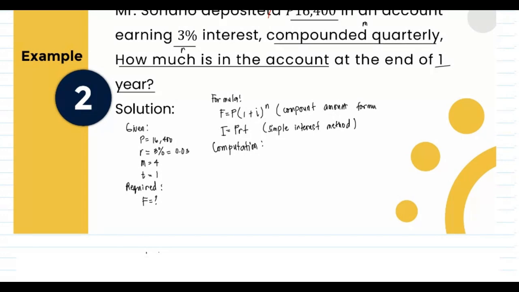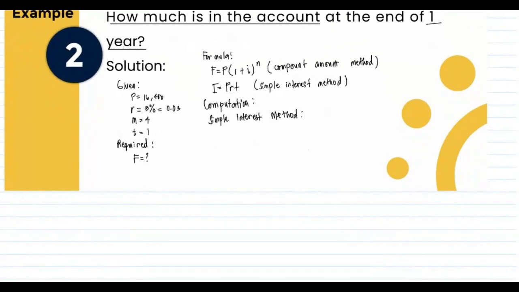Or let's say compound amount method. So, let's do this one first. So, in the simple interest method, let's do the simple interest method. So, how do we know that it's just the same thing, right?